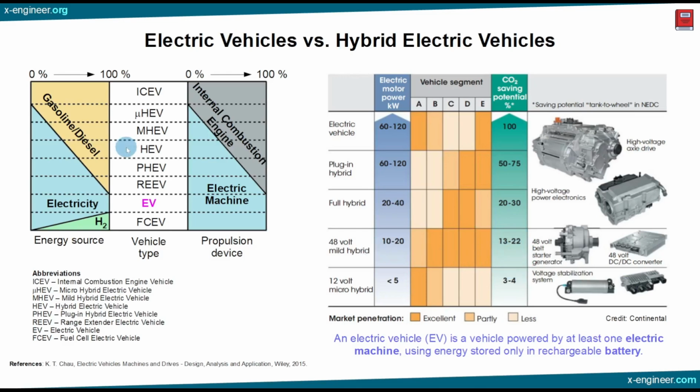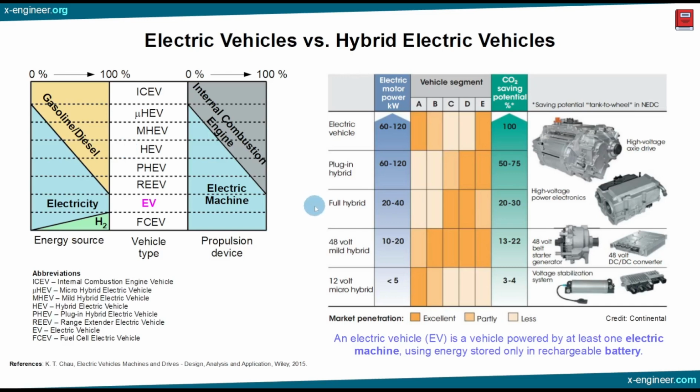The next type of hybrid is the HEV, which stands for hybrid electric vehicle. This type of hybrid is also called full hybrid or self-charging hybrid, because all the electrical energy going into the high voltage battery comes from energy recuperation or from the engine. So it does not have a plug-in capability, which means it cannot be charged from the grid.